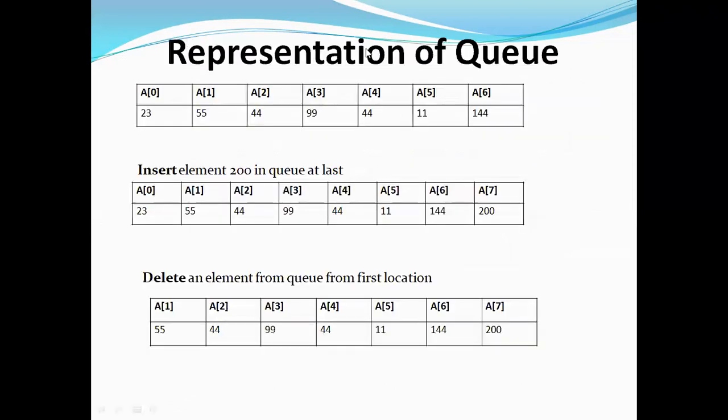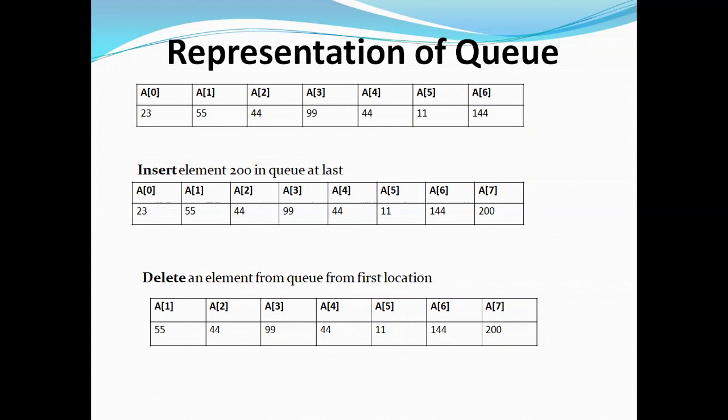So let's say this is an example. I have a queue A0, A1, A2, A3, A4, A5, A6. So 23 is the first element, 55 the second element, 44 third, 99 fourth, 44 fifth, 11 sixth, and 144 seventh. So 23 is the element standing at the front of the queue, and 144 is the element at the rear of the queue.